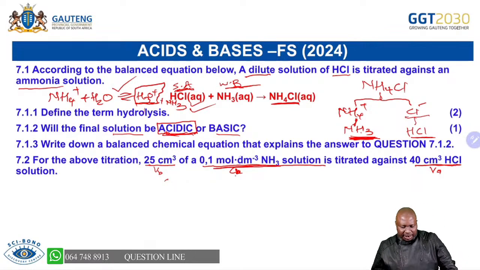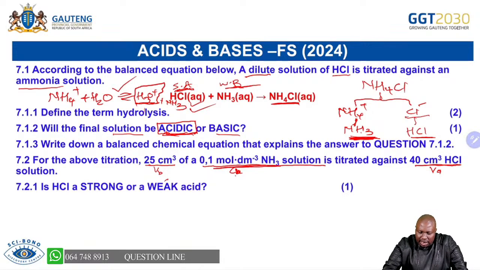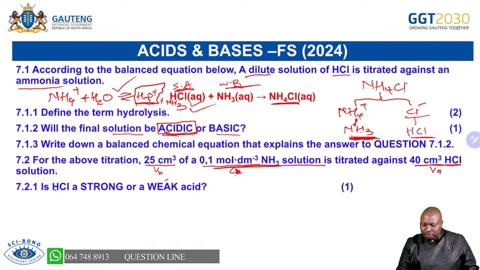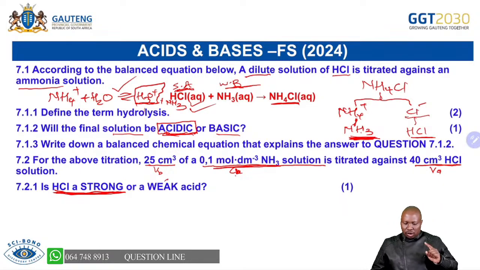So that is what we are given. And then here comes a question. Is HCl a strong or weak acid? So this is just a remembering question. We're saying HCl, we've talked about it a lot. We said HCl is a strong acid, and then it's not a weak acid, it's a strong acid.